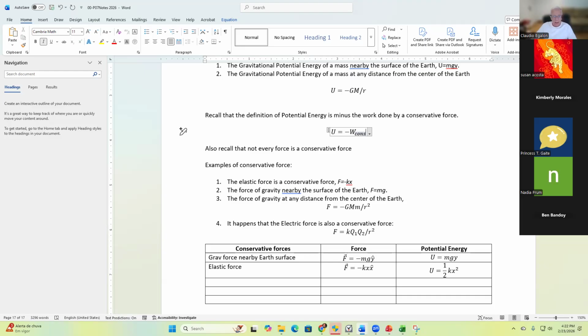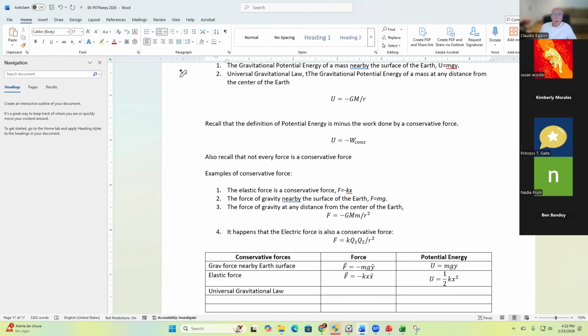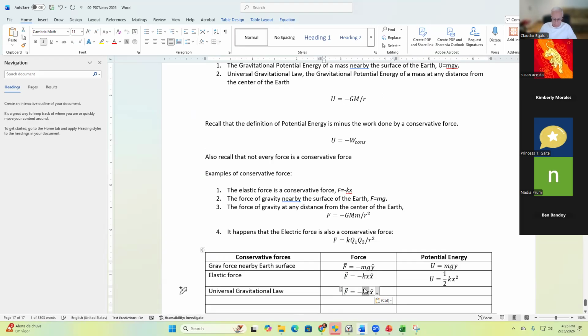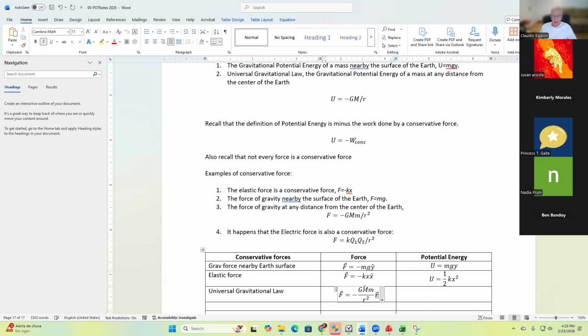Elastic force, but gravitational force, the other gravitational force, universal gravitational law. Let's put it like that. Universal gravitational law. Here you go. It's better if you write down like that. Not nearby, but universal gravitational law, the gravitational force at a distance. Okay, universal gravitational law is going to be minus G, we are doing, mass of the Earth, mass of the object divided by its distance squared, and we gotta put an r hat there as well.